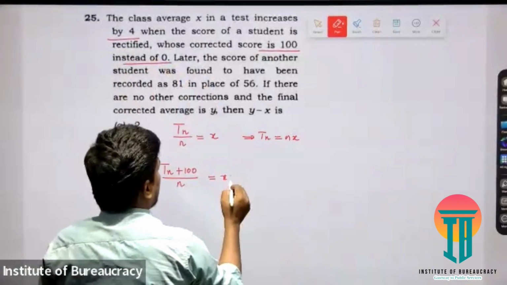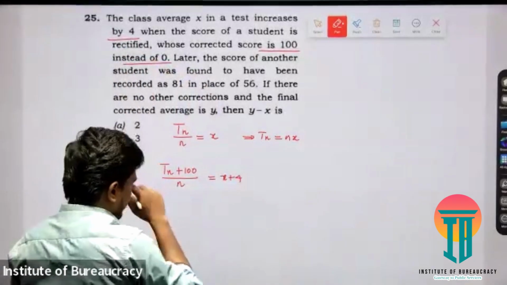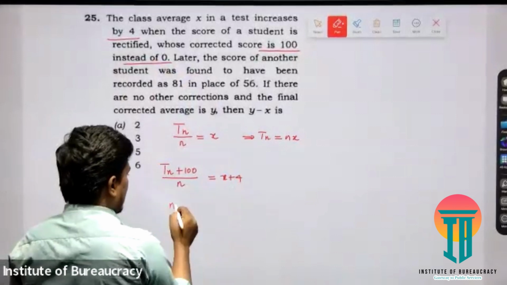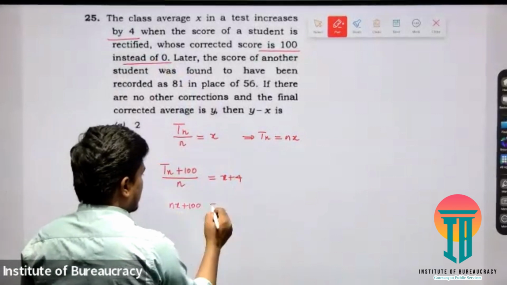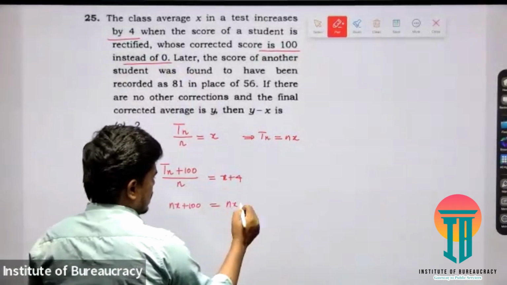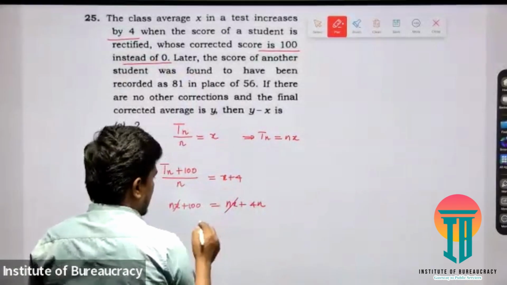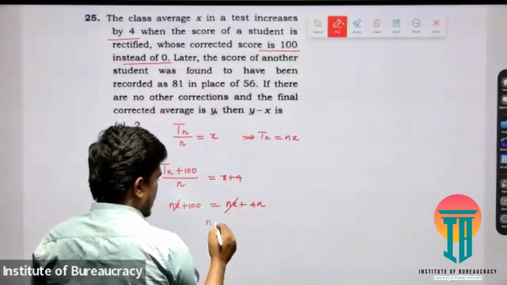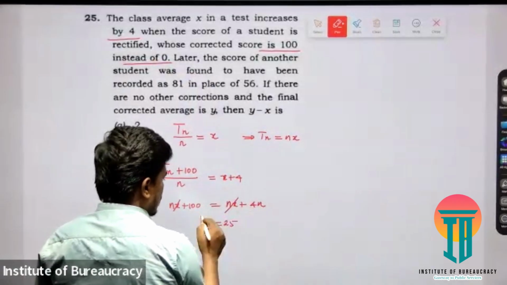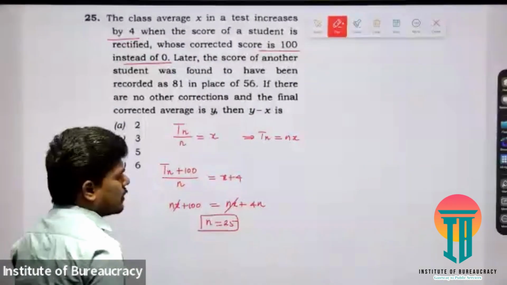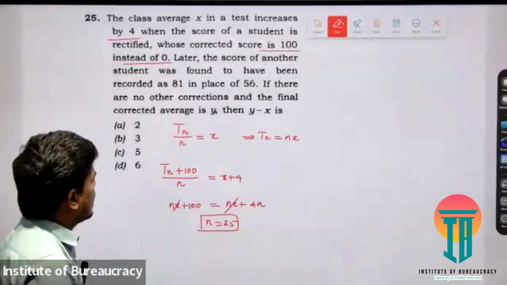Now it is going to be x plus 4. So from here, Tn value is nx plus 100. If you multiply this n this side, it is nx plus 4n. So nx gets cancelled. 100 is equal to 4n, which means n is equal to 25, and n is equal to 25 means the number of students. There are 25 students. That I have found.